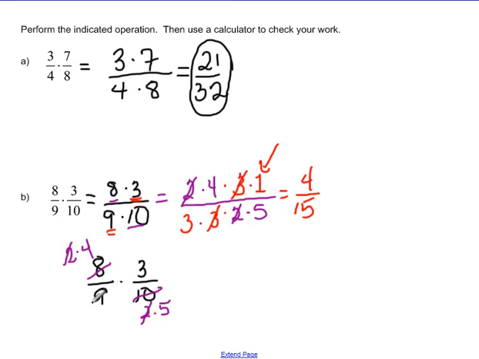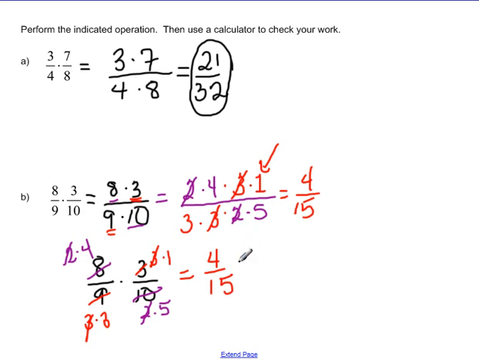And then with the 3 and the 9, 3 times 3, 3 times 1, and those 3's cancel. And if you compare these two steps, you can see we've got the same pieces. They're just written out differently. And again, multiplying what's left, 4 times 1 is 4, and 3 times 5 is 15.